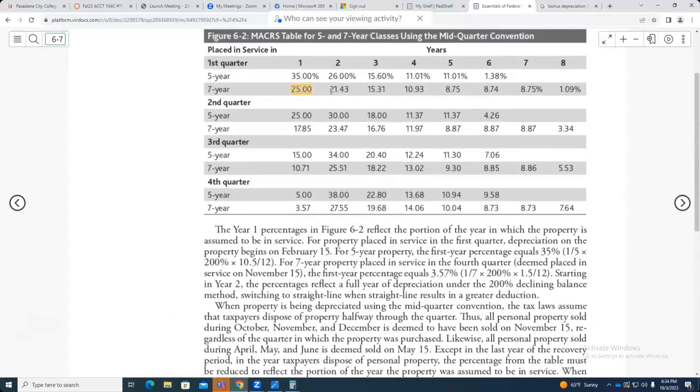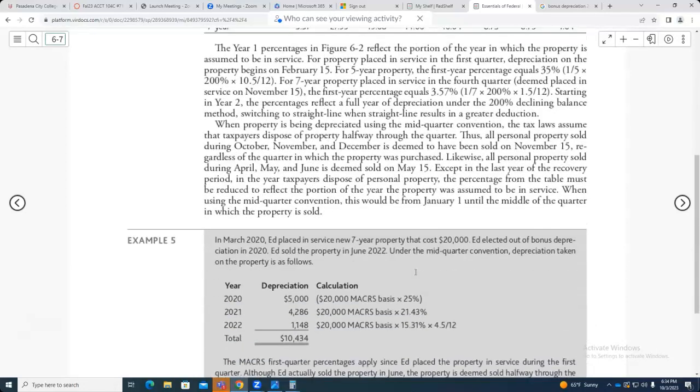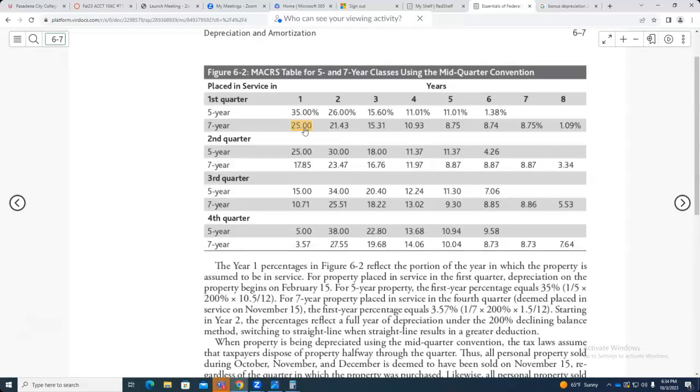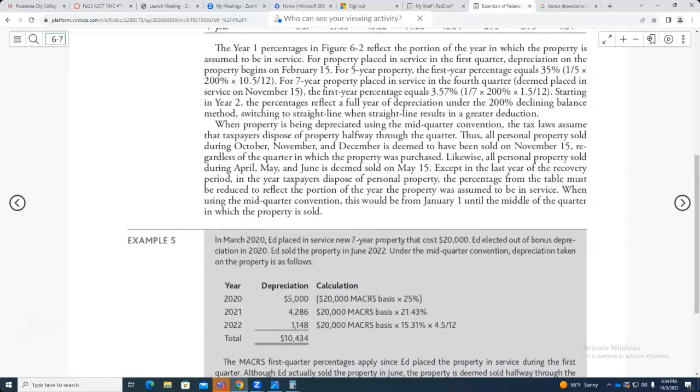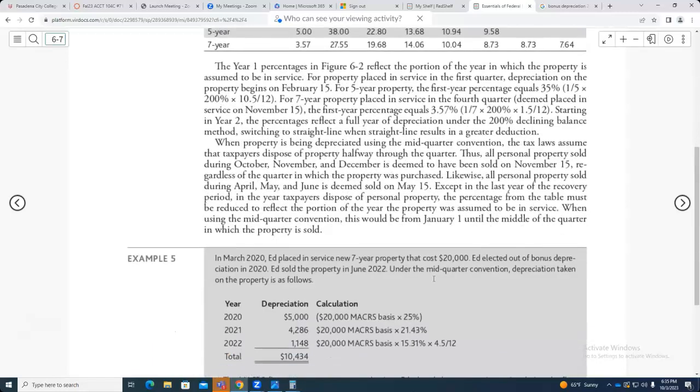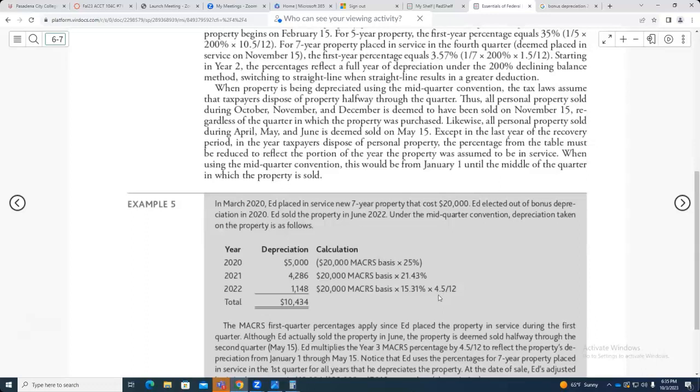Year two, 21.43%. 7 years property, second year. And that is mid-quarter one, okay? Mid-quarter one. Third year is 15.31, which is that. But in the third year, it is sold in the second quarter. So that means you sold in the middle of the second quarter. Make sense? By force, that's what it is, the middle of the second quarter. So 4.5 out of 12, that's the middle of the second quarter. That's a ratio. So 20,000 times 15.31% times this ratio of 4.5 out of 12 gives you 1,148.